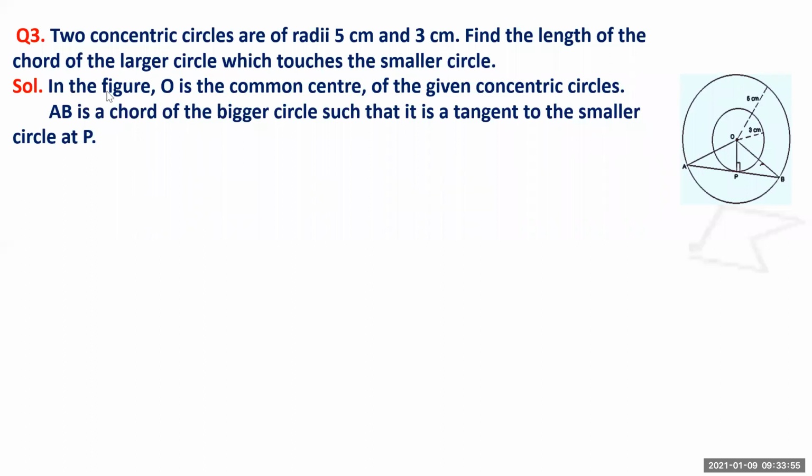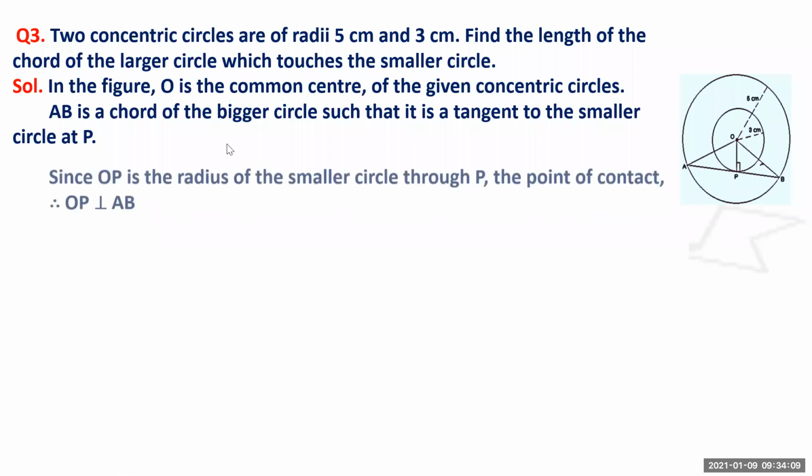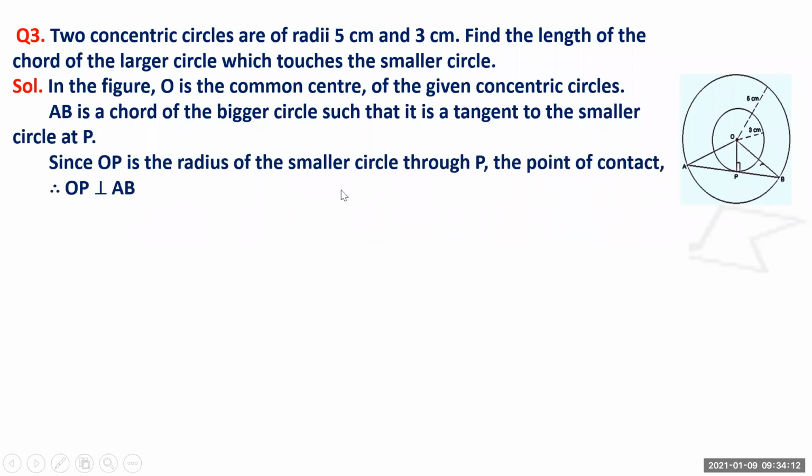So now check. In the figure, O is the common center of the given concentric circles. AB is the chord of the bigger circle such that it is the tangent to the smaller circle at P. Now, since OP is the radius of the smaller circle through point P, the point of contact, therefore OP is perpendicular to AB. When you consider the smaller circle, AB, the chord of the bigger circle, is going to become the tangent of the smaller circle.